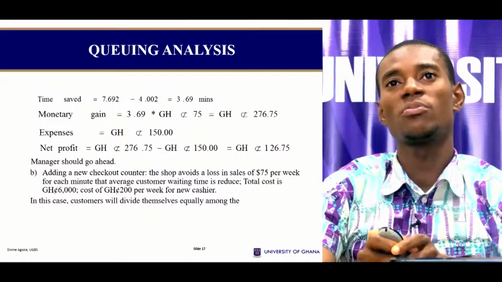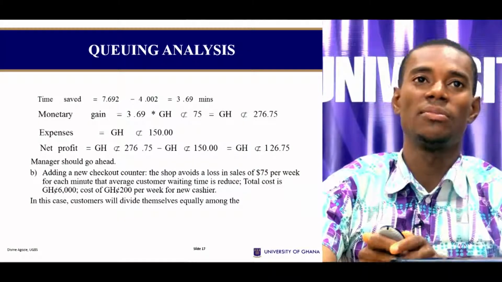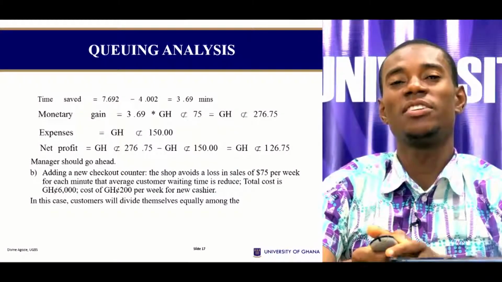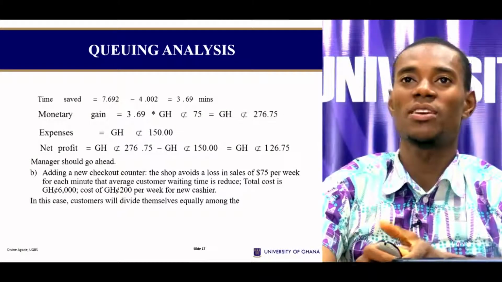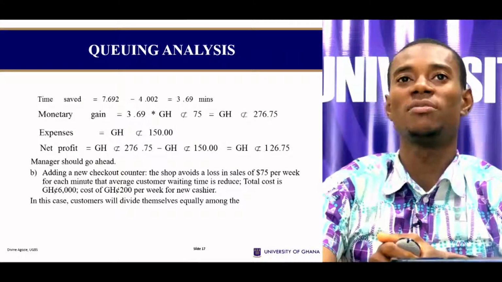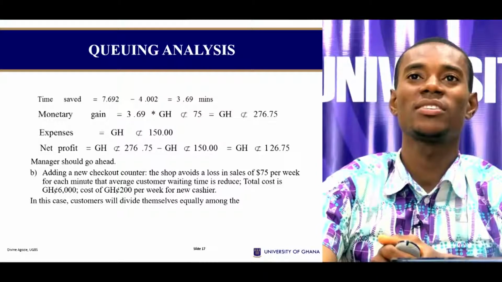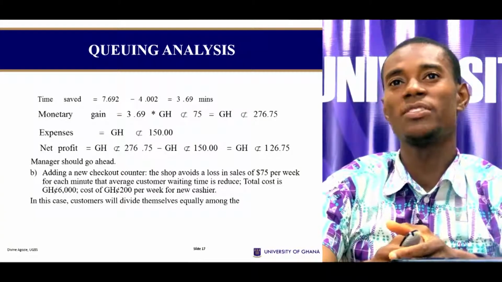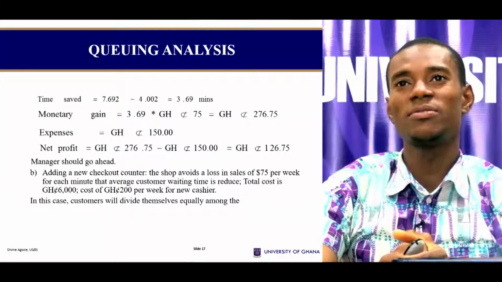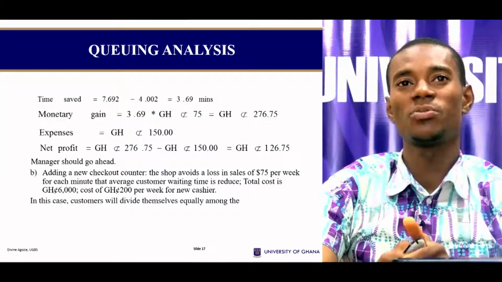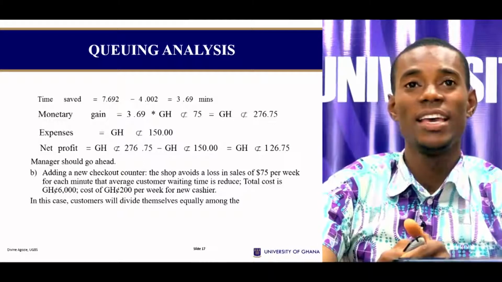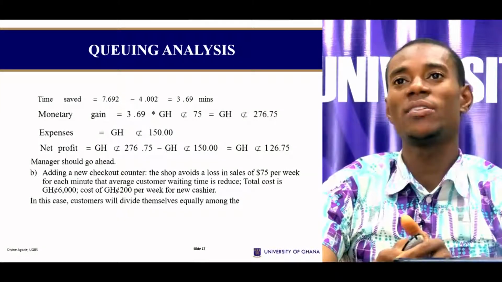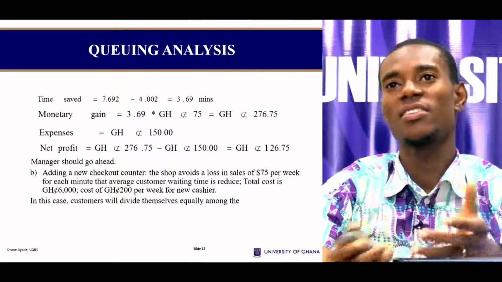So we are saving 3.69 minutes. Awesome. Now, the monetary gain will be how much we are saving by the number of minutes we have saved the customer from waiting. So we have 276. If we introduce another worker, and we'll be paying the worker 150 cedis a week, and each week we'll be saving 276. So the difference between how much we are paying that worker and how much we are earning is 126.75. I think it's a good offer.